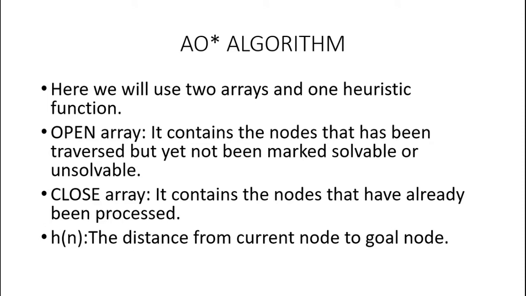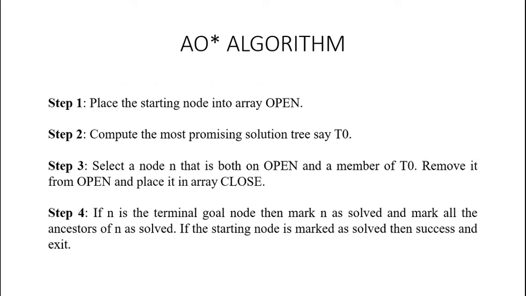This algorithm requires two arrays and one heuristic function. One of the arrays is the open array, which contains the nodes that have been traversed but not yet marked solvable or unsolvable. The closed array contains the nodes that have already been processed, and our heuristic function h(n) is the distance from the current node to the goal node. The steps in the AO star algorithm are, step 1.